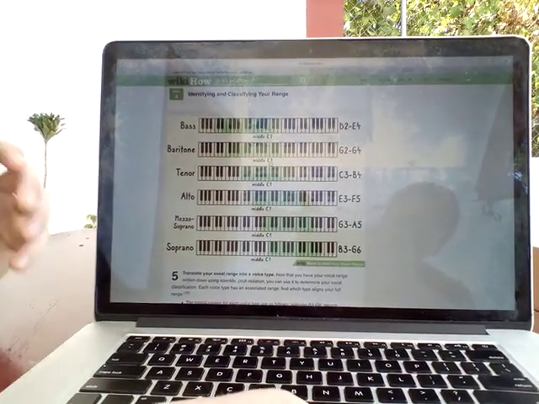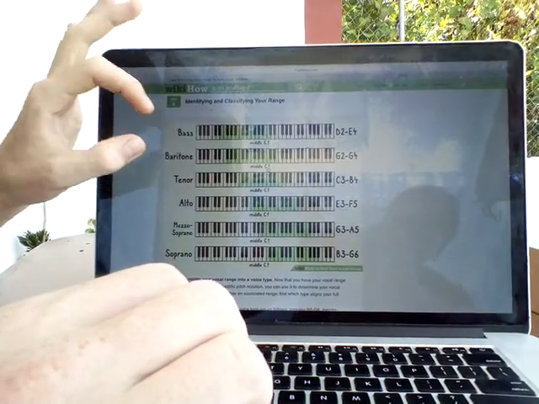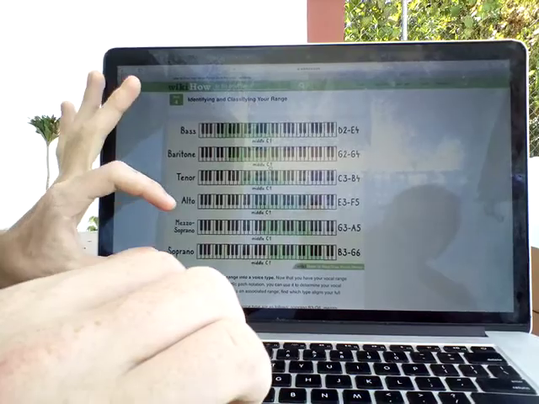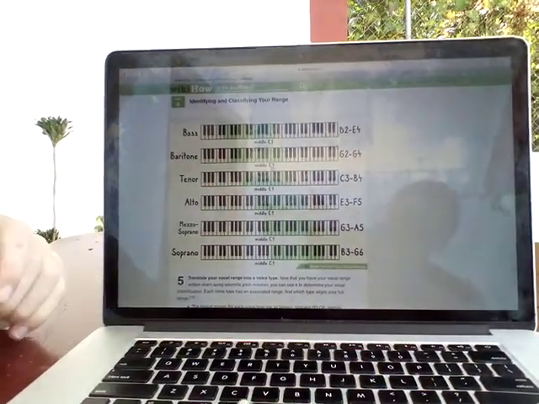And what we're going to do is combine these 6 different categories: bass and baritone together, tenor and alto together, and mezzo-soprano and soprano together. So we're just going to be looking at 3 categories instead of all 6.